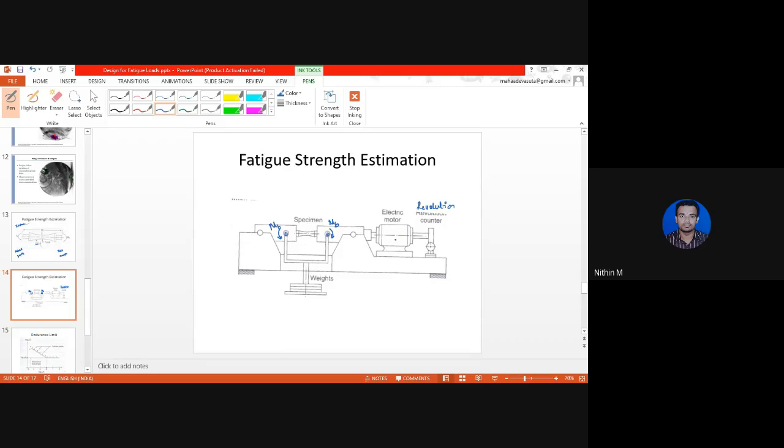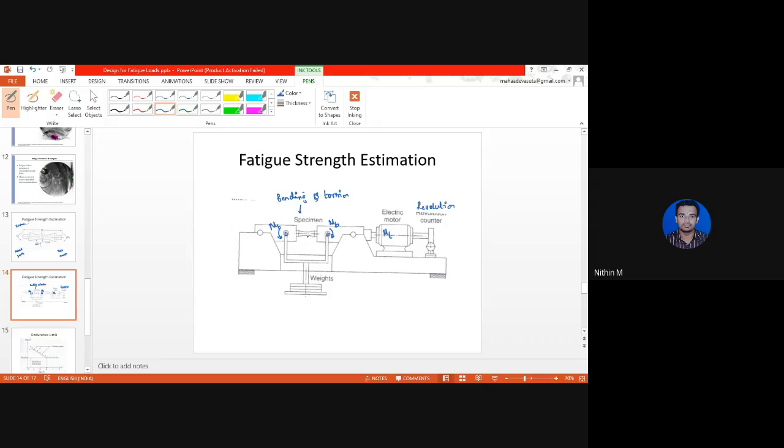Also, since it is connected to an electric motor and since it is continuously rotated, it will also be subjected to a twisting moment, MT. So here this specimen is subjected to combined bending and torsion. This is a type of combined loading. Continuously it is subjected to bending and torsion.